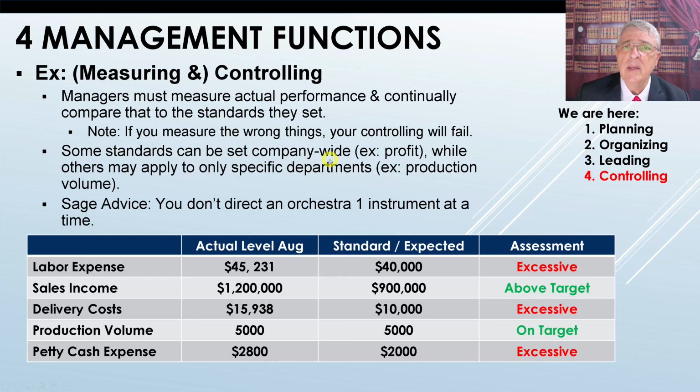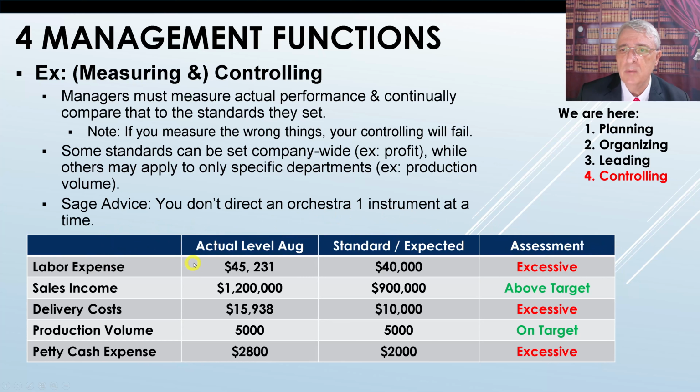Some standards can be set company-wide, so the CEO may say we want 10% profit, while others are not going to work company-wide. They're only going to be specific departments, like we need to produce 10 widgets per hour, and that applies mostly to the production line. Some really good advice is you don't direct an orchestra one instrument at a time, so whether you're the CEO or a supervisor, you look across the whole group. So let's look at this. This is a very simplified version of a control function.